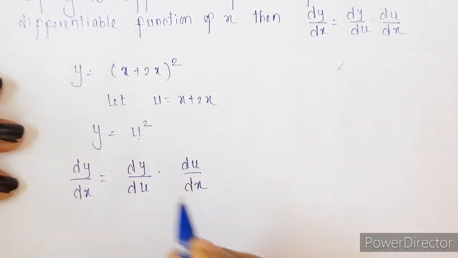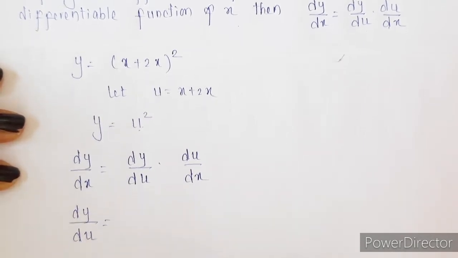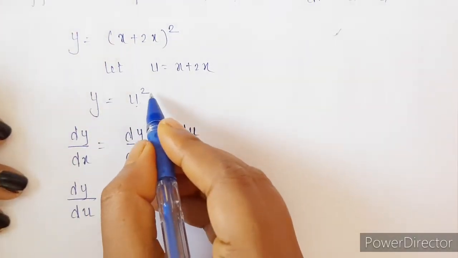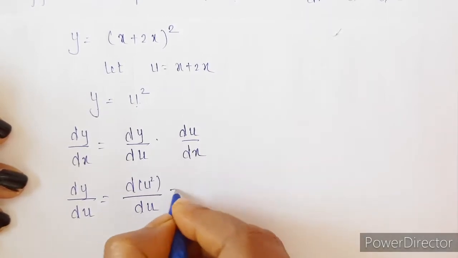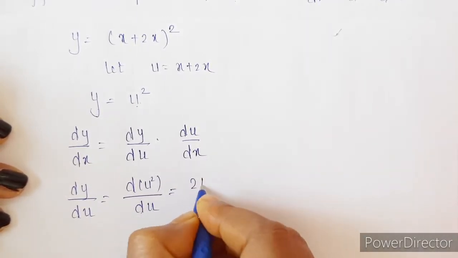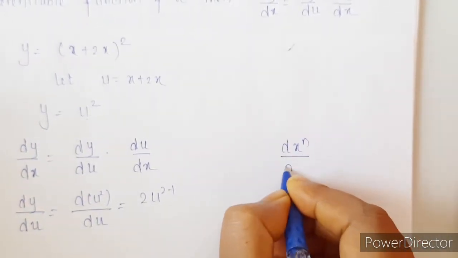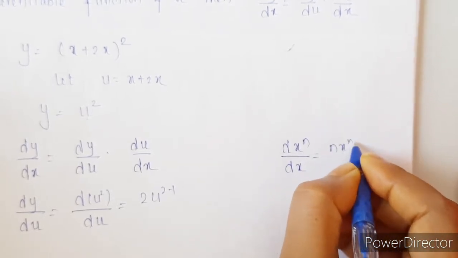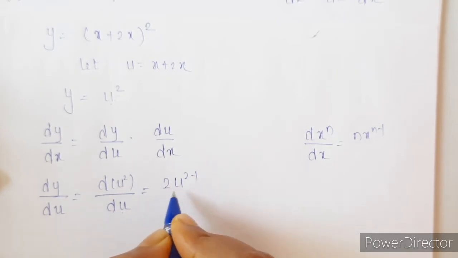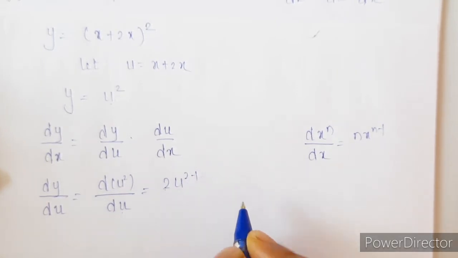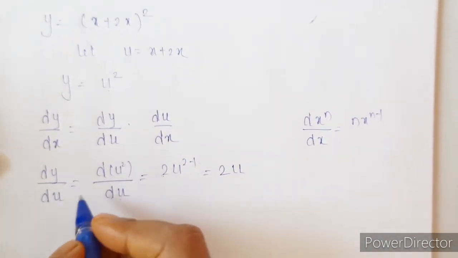So first, the derivative of y with respect to u. What is y? y is u^2. So it is the derivative of u^2 with respect to u. We are using the power rule here. It is nothing but 2u^(2-1). It's the same as this: if we are finding the derivative of x^n with respect to x, it is n times x^(n-1). Now this is the derivative of u^2 with respect to u, so it is 2 times u^(2-1), which is nothing but 2u, as 2 minus 1 is 1. Okay, so we got this part.